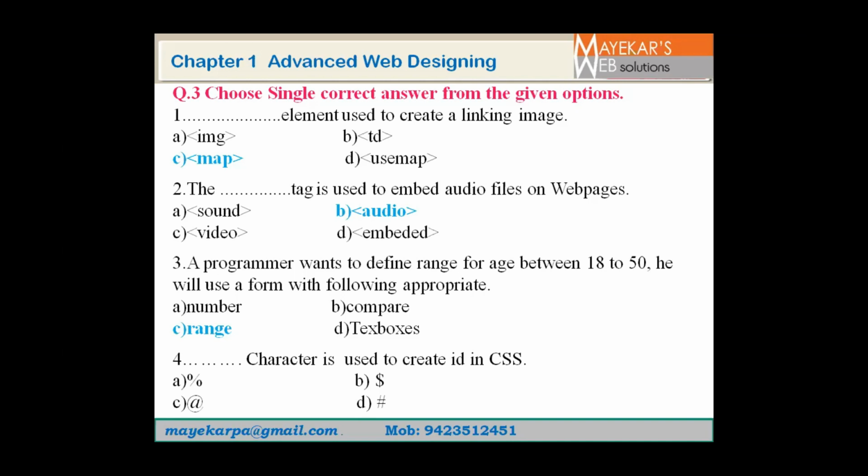Now next is a question number 4. Dash dash character is used to create ID in CSS. We have studied two types of selectors in class and ID. Class is created by using dot and ID is created by using hash. So what ask here? ID. So ID always prefixed with hash. So hash character is used to create ID in CSS. So right answer is a hash.